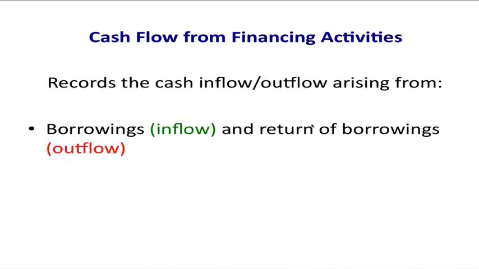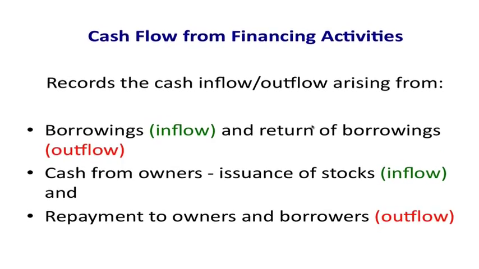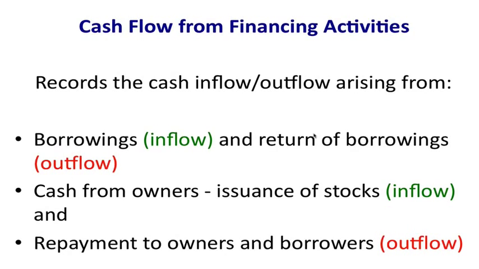And finally, there is a broad head called cash flow from financing activities, that is borrowings, inflow, or return of borrowings, which is outflow, or cash which may have come from the owners of the company by way of stocks or equity, which is inflow, and any payment back to the owners or borrowers, which is outflow. So these are the three broad categories under which cash is recorded.